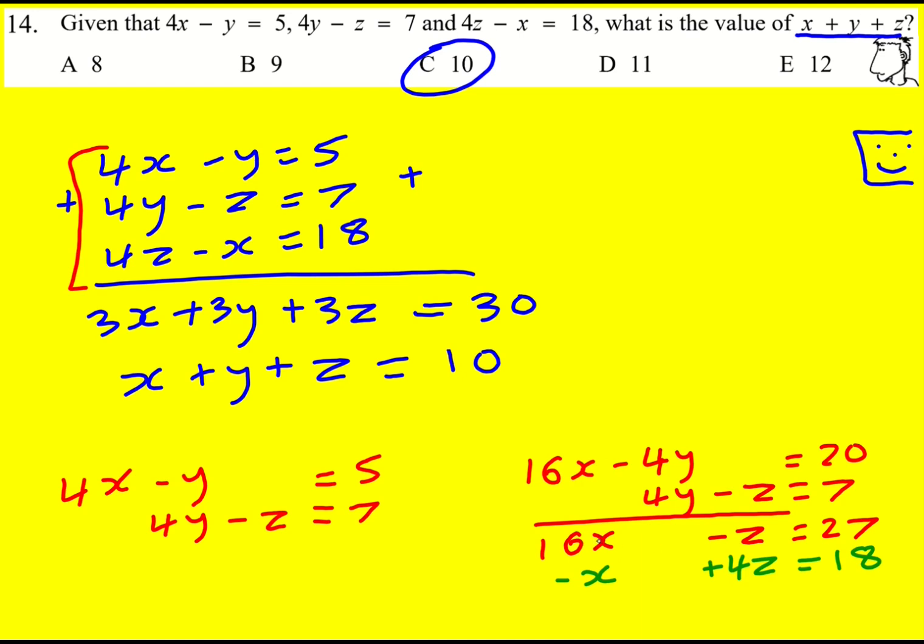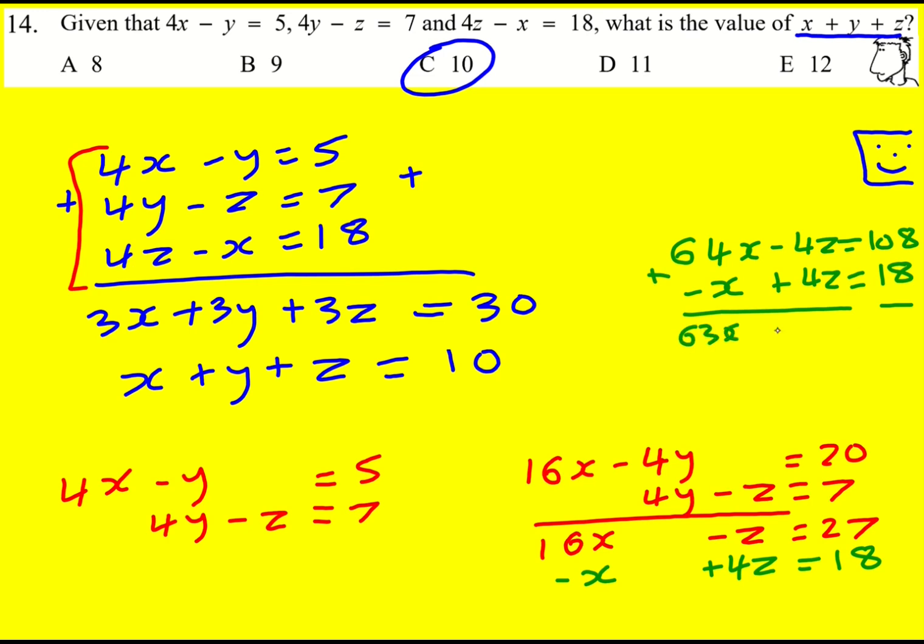So I'm now going to times the 16x minus z one by 4 as well. So I'll get 64x minus 4z is going to be 108. Then minus x plus 4z equals 18. Add these two together. 63x becomes 126. Actually, x is 2.